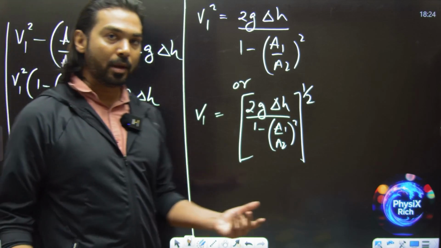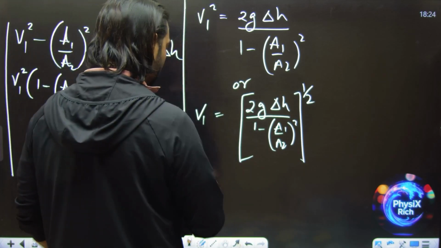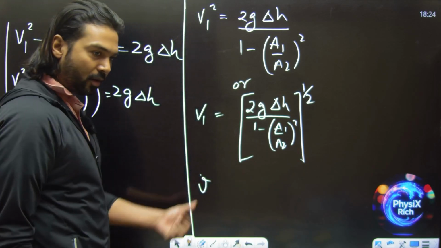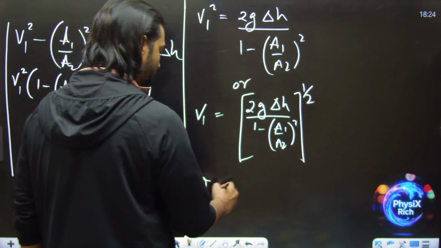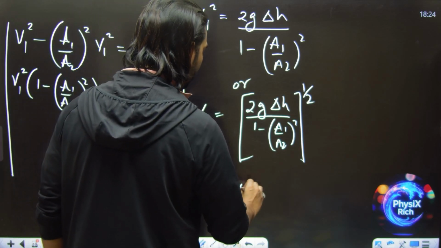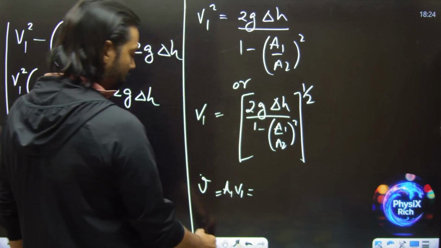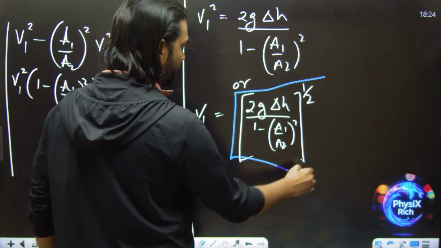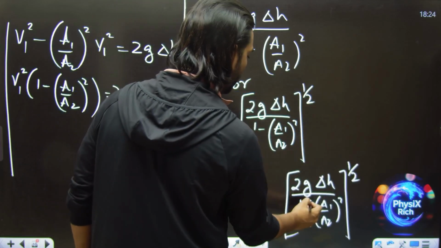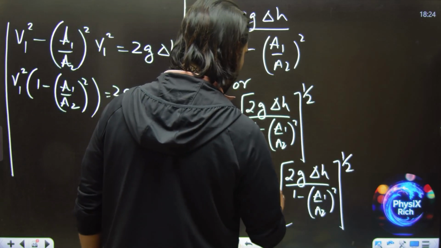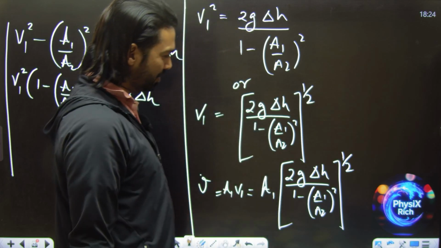And what exactly am I looking for, guys? I am looking for the volume flow rate. That's how I represent it, V dot. This is going to be simply A1 V1, and then you can just take this value over here and multiply this with A1. Having a smart board is so cool, man.